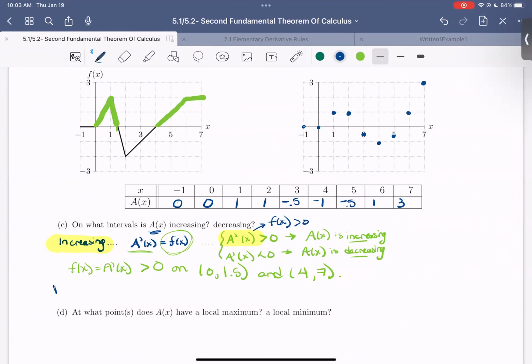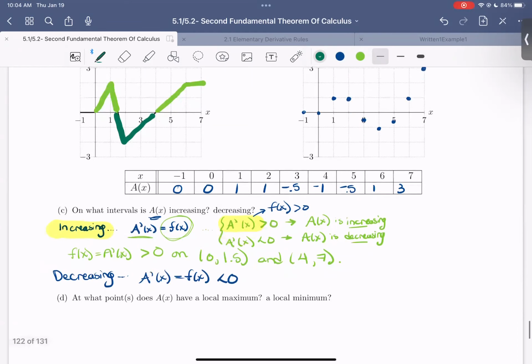Okay, so now let's look at decreasing. We already talked about when this should happen. Decreasing, our derivative of the function is equal to f. So for decreasing, we're looking for when that function is less than 0. So the intervals on which our function is decreasing happen when our function f is negative. So that happens on the interval from 1.5 to 4.